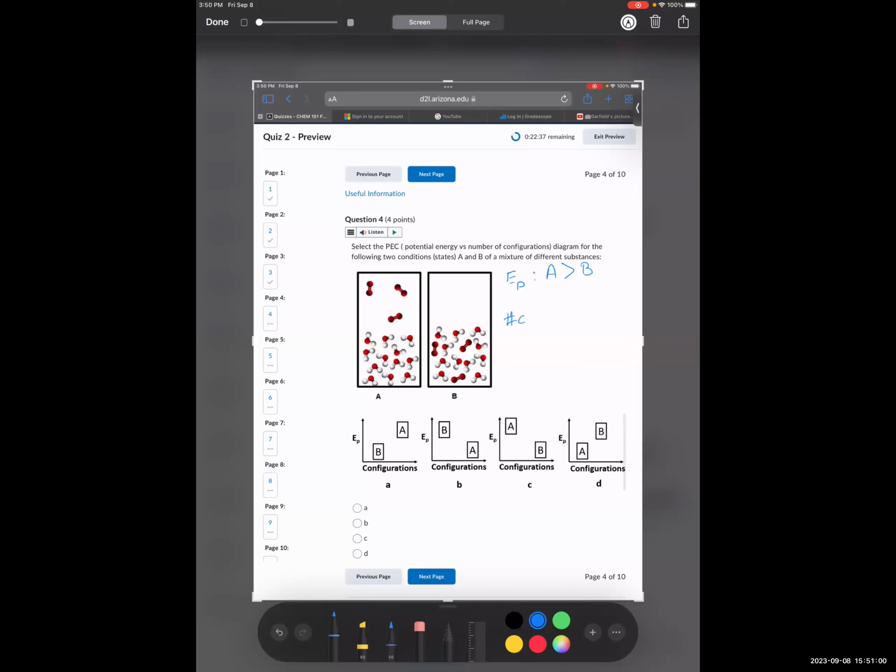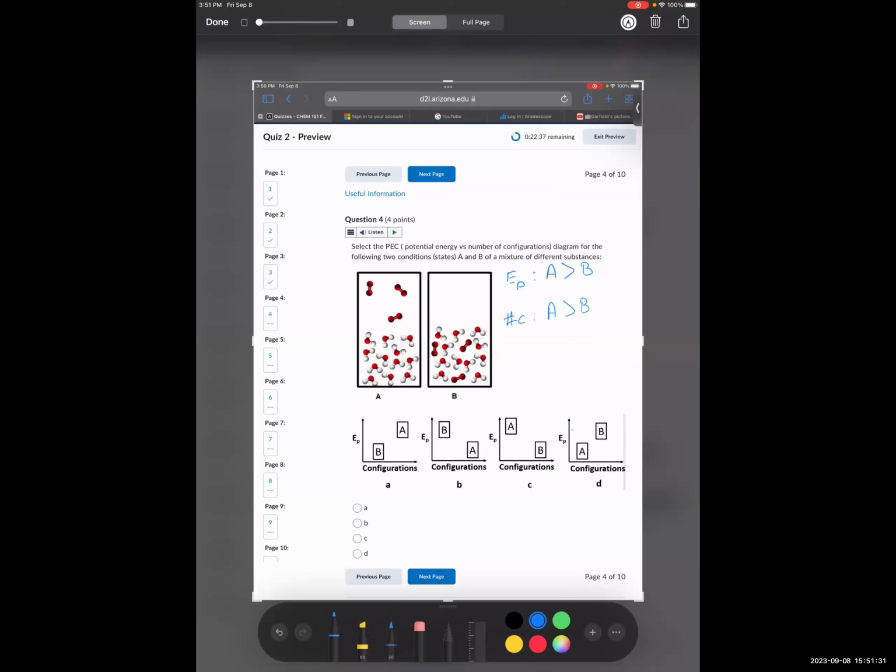When it comes to number of configurations, gases call the shots. So in state A, we have a higher number of configurations. Why? We have a gas there, which we don't have in state B. So A has a higher number of configurations than B. So A should be higher vertically. That means on the potential energy axis, it should be higher, at the top.